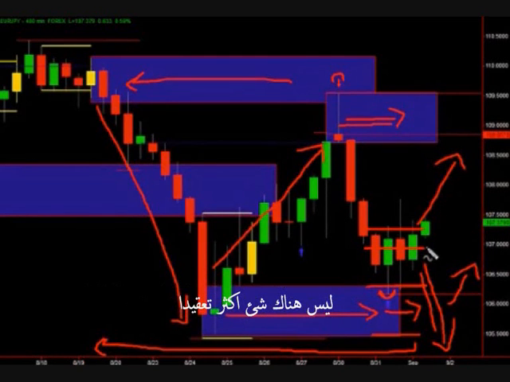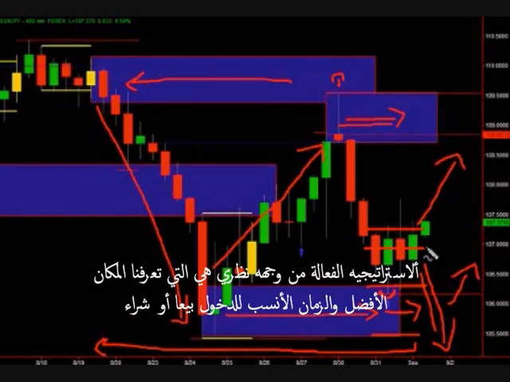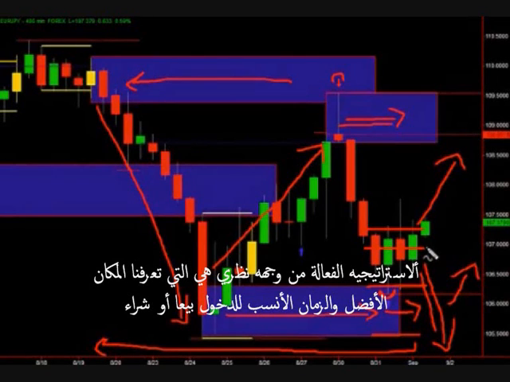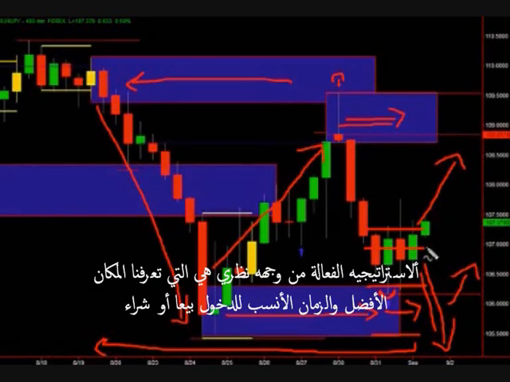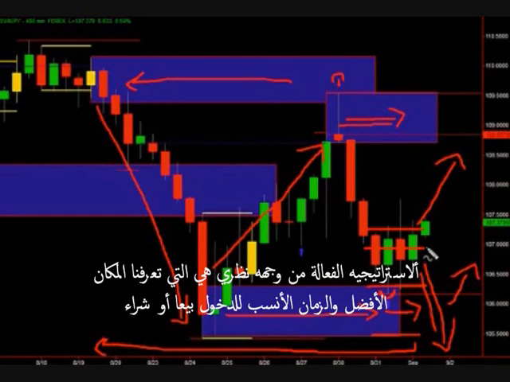Nothing more complicated. From a strategy point of view, again, it's just trying to identify a location to deploy a strategy. So whatever strategy you're using, when obviously it gives the indication to either go long or short, that's obviously the best time and the best location to deploy a strategy.